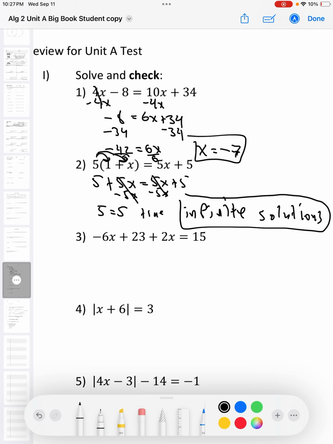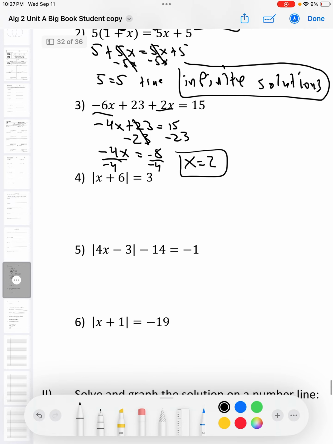Okay, number 3. We have negative 6x plus 23 plus 2x equals 15. We have like terms to combine. Negative 6x and 2x are on the same side of the equation, so we're just going to combine them. Negative 6x plus 2x is negative 4x. Bringing down the rest, I have plus 23 equals 15. Then I would subtract 23 from both sides, which would give me, they would cancel out on the left side, giving me negative 4x. And 15 minus 23 is negative 8. I would then divide by negative 4. And I would get x equals 2.